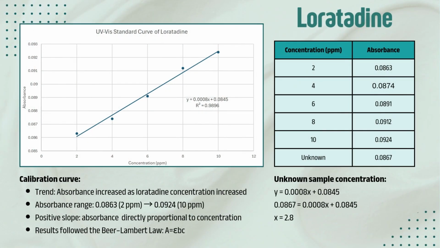For loratadine, the absorbance range was between 0.0863 and 0.0924. The overall trend was similar to aspirin, where the positive slope proves the absorbance is directly proportional to concentration. The concentration was determined by using the linear equation y equals 0.0008x plus 0.0845. The overall result is valid as they all obey Beer-Lambert's law.